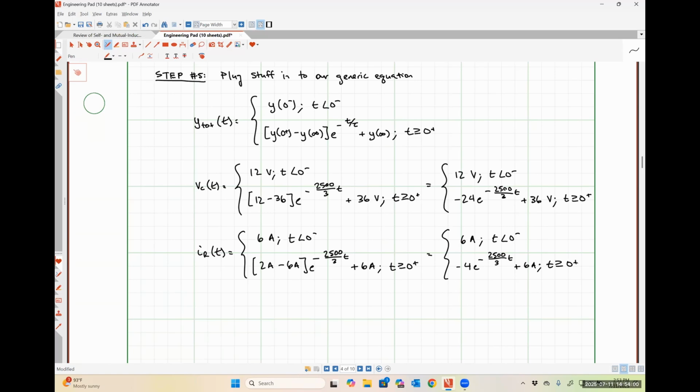Looking at what's happening here mathematically, since the resistor current started at 6 amps and then ends at 6 amps, during the transient condition the capacitor is effectively just stealing current away from the resistor while it charges up. And then once it becomes fully charged, that resistor current settles back to 6 amps. Okay.